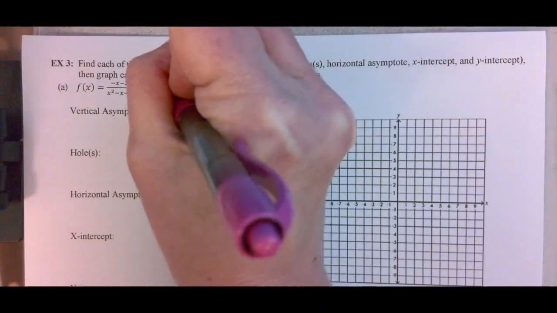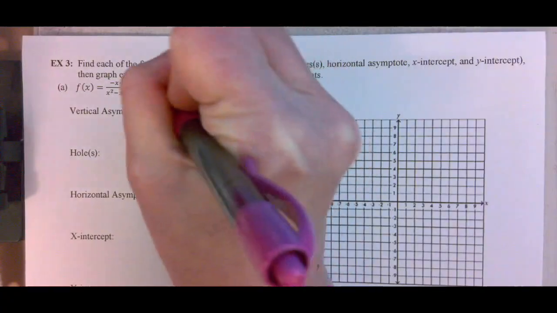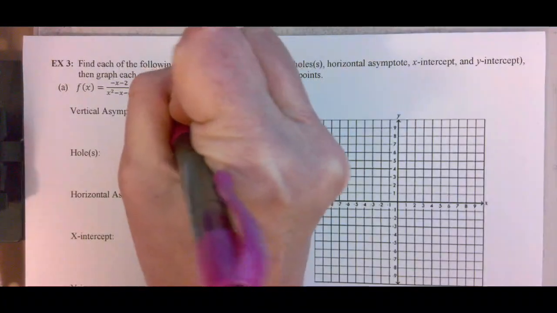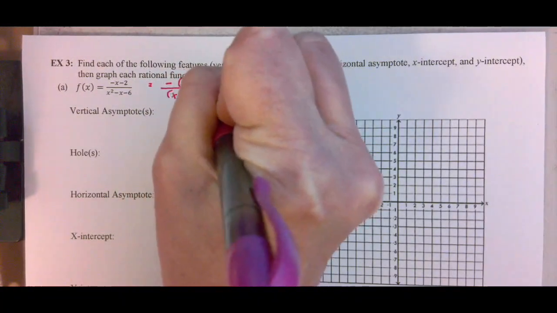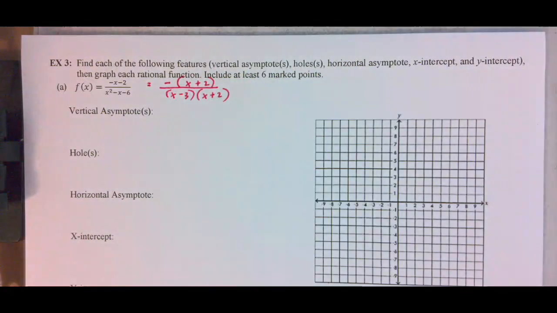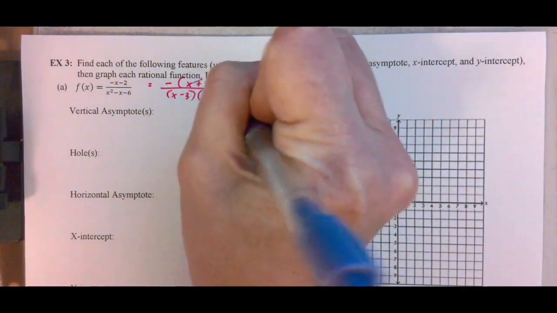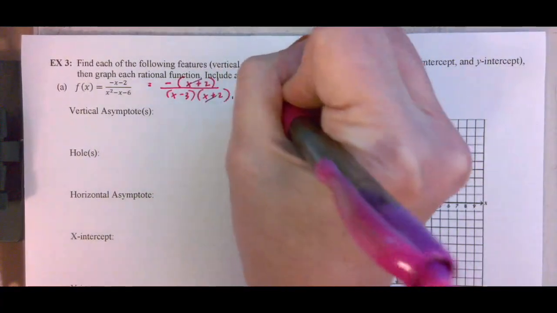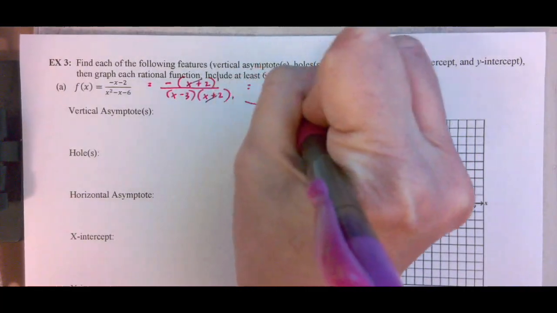So divide out a -1, leaving behind an x plus 2. Okay, on the bottom, if I factor this down, that becomes x minus 3 times x plus 2. I can see that the x plus 2's will cancel away 1 to 1. So I get -1 over x minus 3.